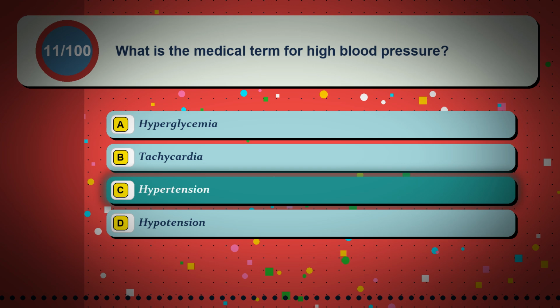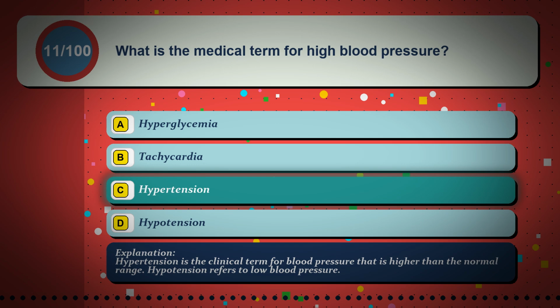The correct answer is option C. Hypertension. Hypertension is the clinical term for blood pressure that is higher than the normal range. Hypotension refers to low blood pressure.